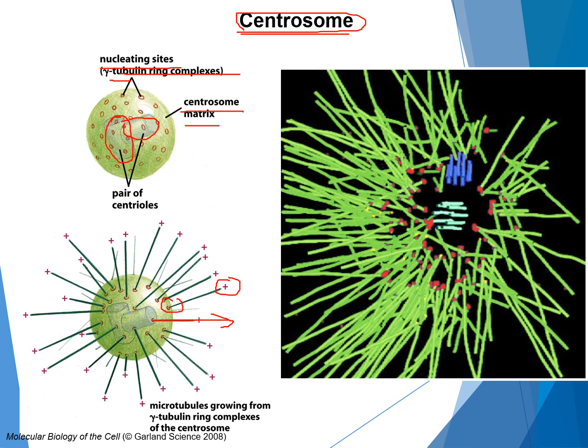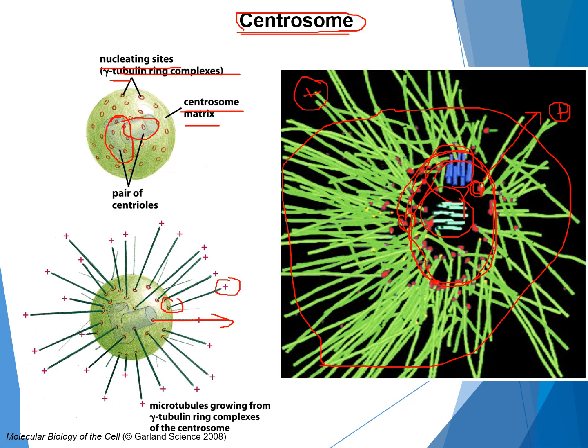This is the image from a confocal microscope to show the associations of this centrosome, okay, which contain pair of centrioles, and also the gamma tubulin over here. You can see the red color gamma tubulin. Actually, here is the centrosome matrix, and producing from it is the microtubule, and here is the positive end. That means this side is the positive end of a microtubule.